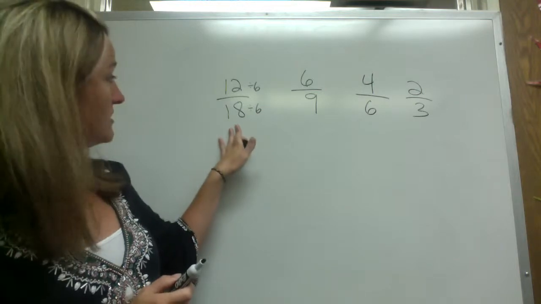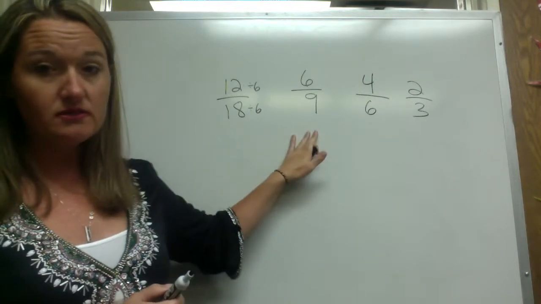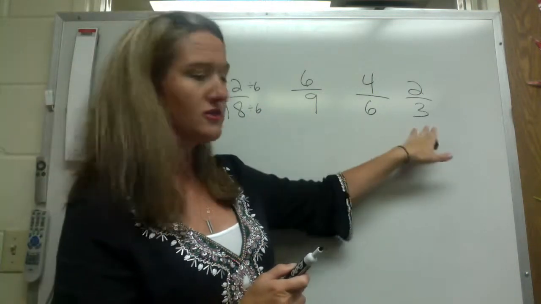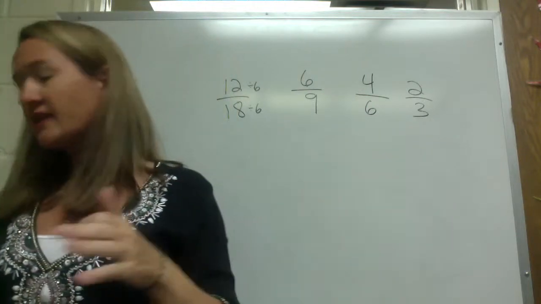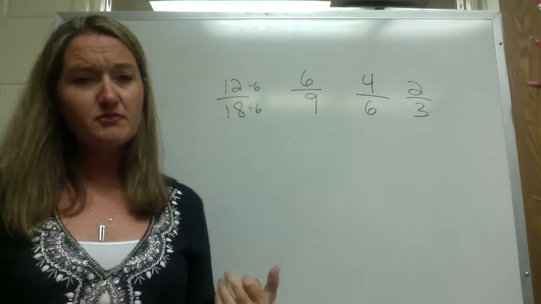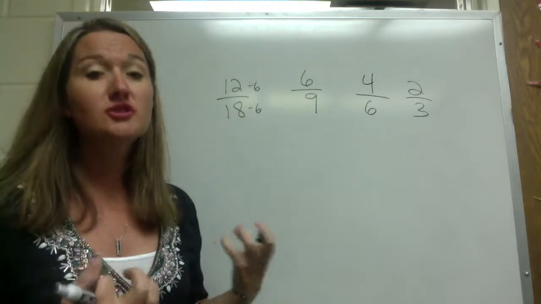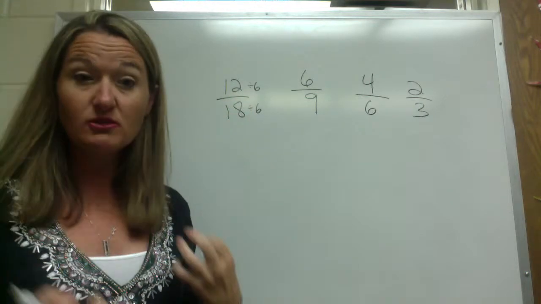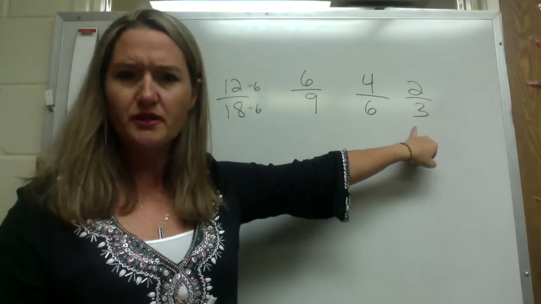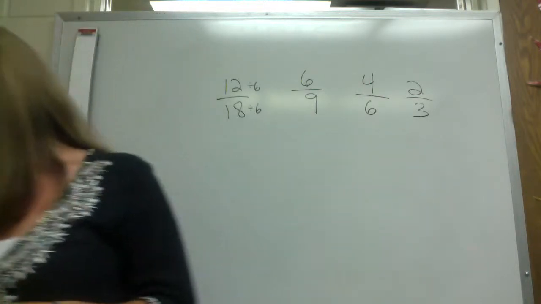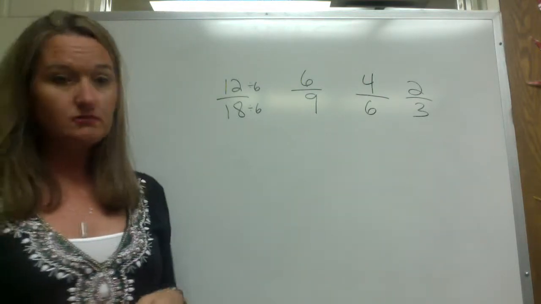12/18 represents the same amount as 6/9, which represents the same amount as 4/6 and 2/3. Eventually you're going to get down to simplifying fractions. Basically, that's like putting 12/18 into smallest terms, the smallest numbers possible that are still equivalent. So in that case, 2/3 would have been what they wanted. And that's the next part of the lesson.